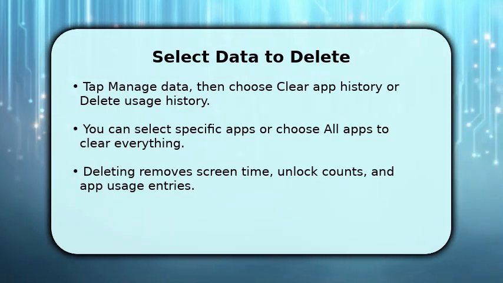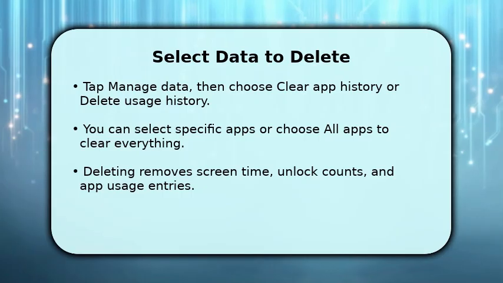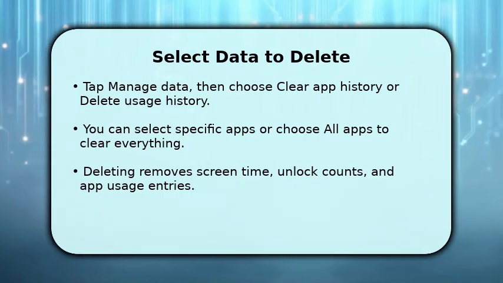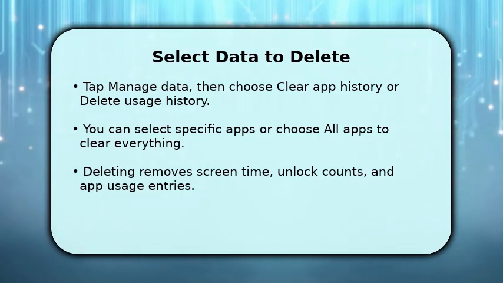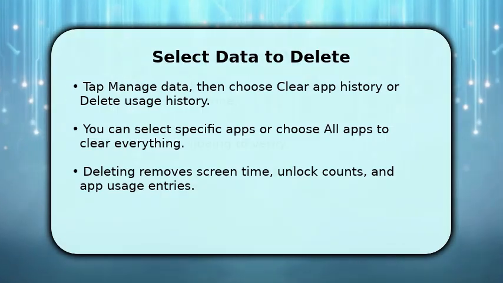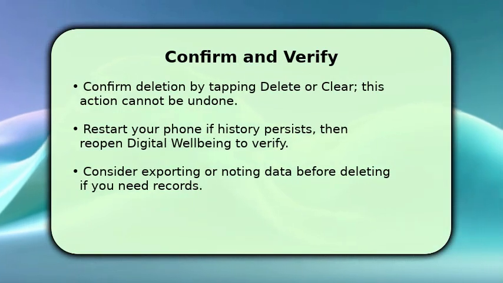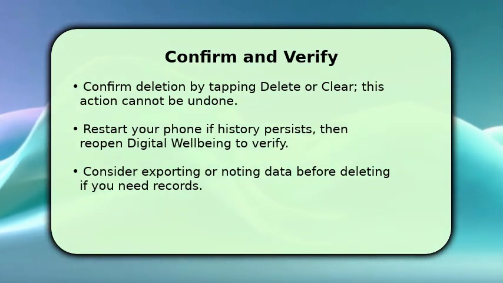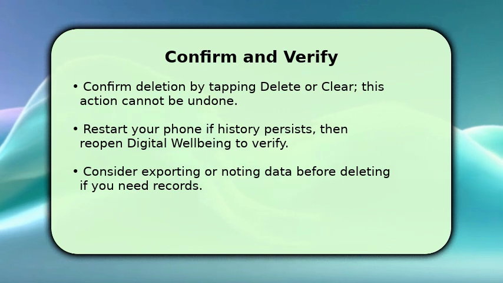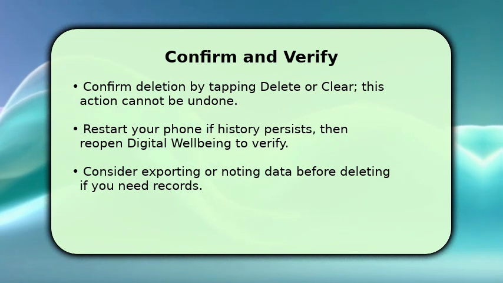If you only need to reset one app, select that app and then clear its history individually. Take a moment to review selected items before confirming deletion. When the confirmation appears, tap Delete or Clear to proceed with removal. Understand that this action cannot be undone and the history will be erased locally.